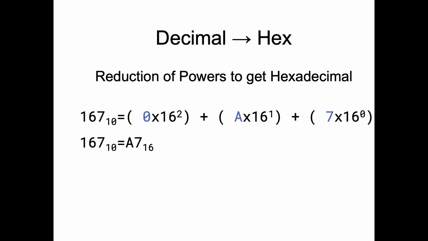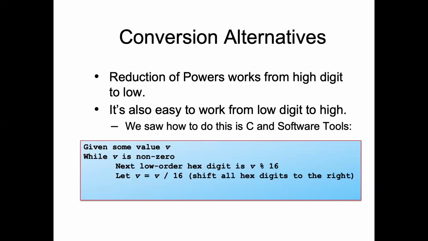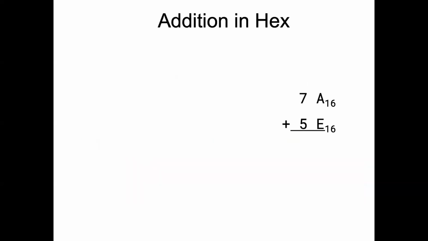I don't think I've said this term before. I mentioned it when I had a question, but this way of working our way from the high order digits, whether they're binary or hexadecimal, toward the lower order ones, we'll call that reduction of powers, as a way of converting from base 10 to hexadecimal or whatever base. Now, if we had to do math in hexadecimal, we can do it using the same tricks that we did when we had to do this in binary.